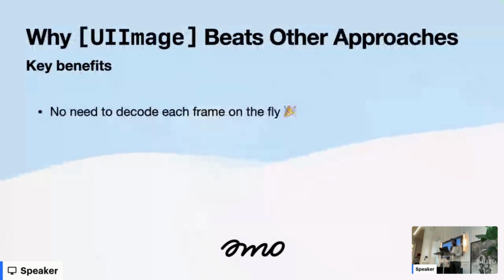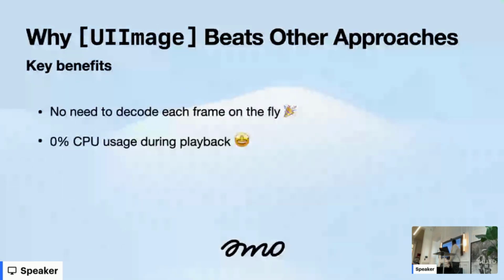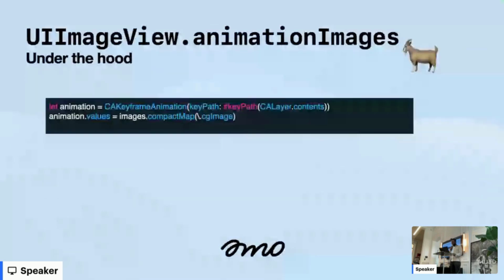This approach doesn't need to decode any frame on the fly. You could use an AVPlayer to play a video, sounds logical, but the issue is that it's based on hardware decoders that are limited, and once you are starting to have 20 or more, you just can't anymore. The approach with UIImage, and I will talk about this trick, allows us to display those videos with a 0% CPU usage during playback.